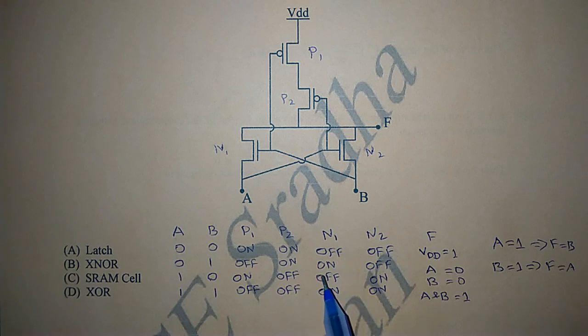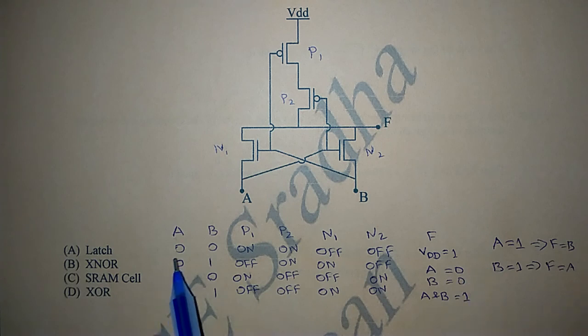Here N1 is on, that is, output is connected to A and its value is 0. And here N2 is on, so output is connected to B, which is 0. And finally N1 and N2 both are on, that is, output is the product of inputs A and B, which is 1. If we observe inputs and outputs, we can say one thing.